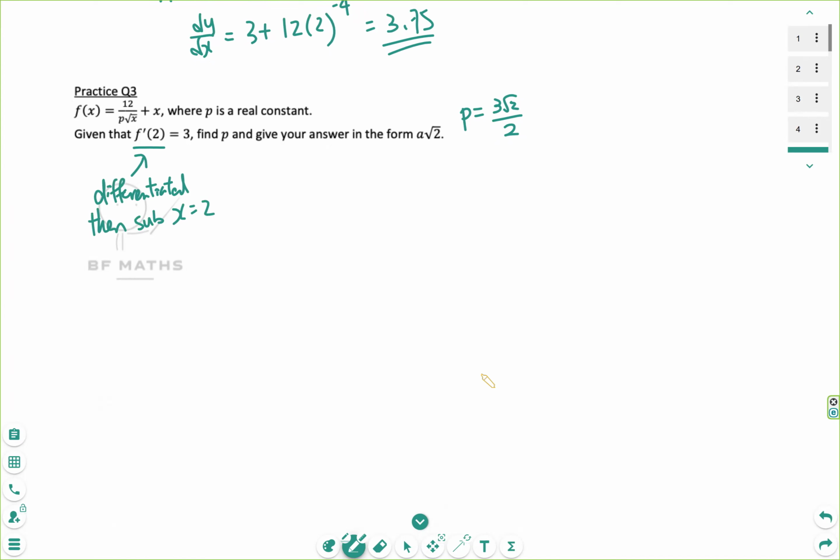Let's differentiate first. Okay, so let me rewrite the question. f of x equals 12 over root x plus x. So f dash x, let's differentiate.